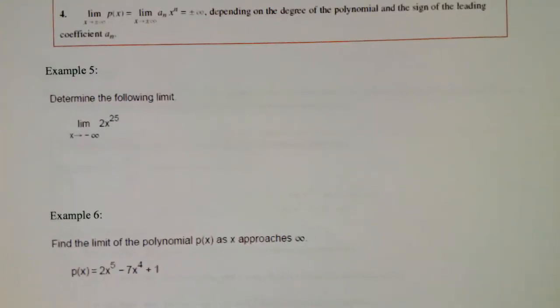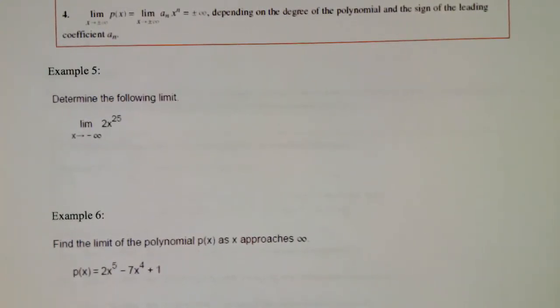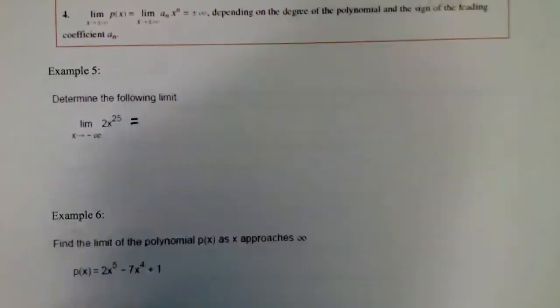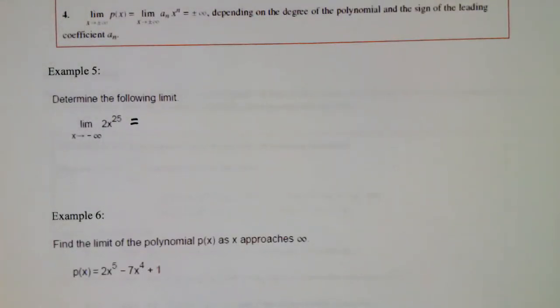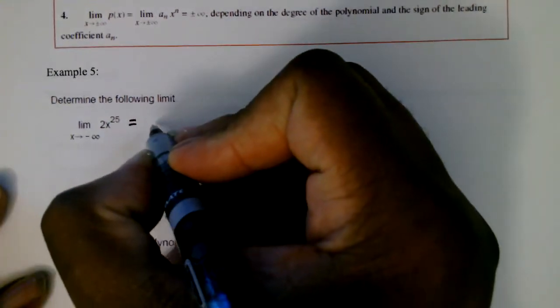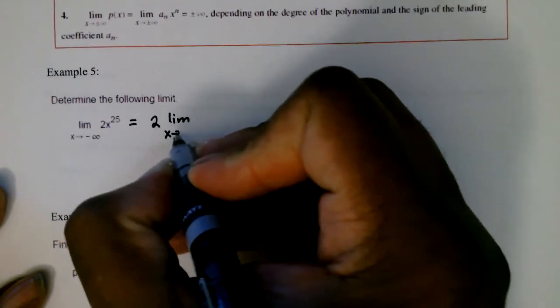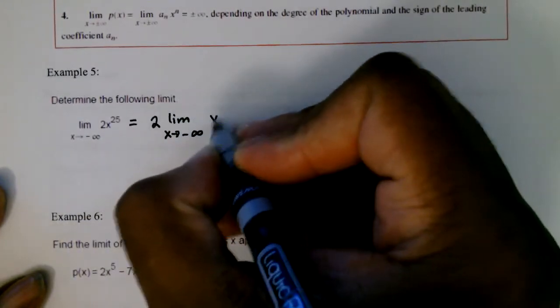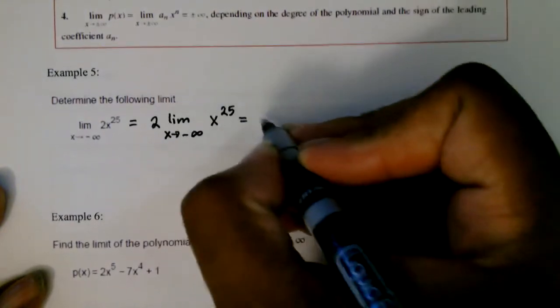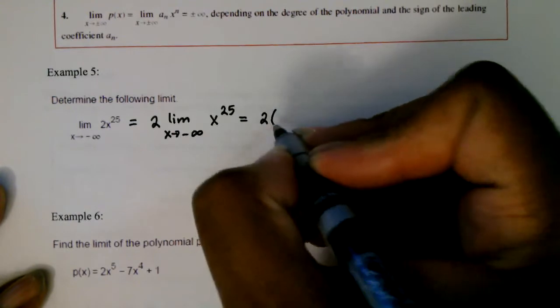Starting with example 5, determine the following limit. Let's say I want to find the limit as x approaches negative infinity of 2x to the 25th power. Notice I have a coefficient in front of the x to the 25th. That can go in front of the limit using the constant multiple rule. So this will be 2 times the limit as x approaches negative infinity of x to the 25th.